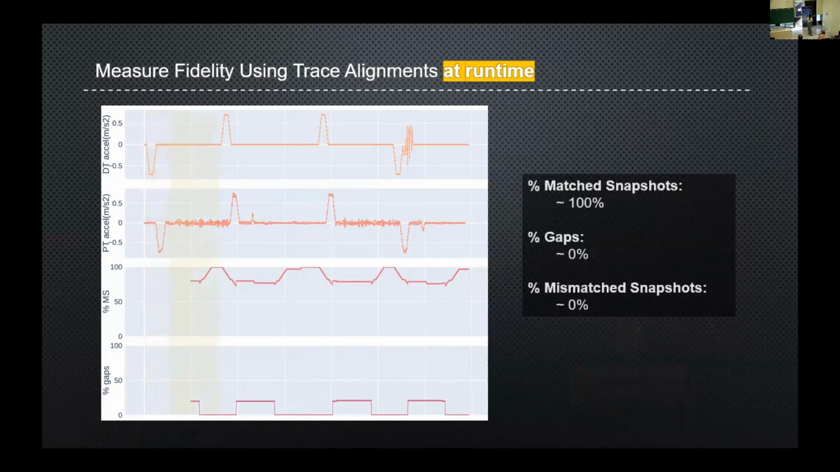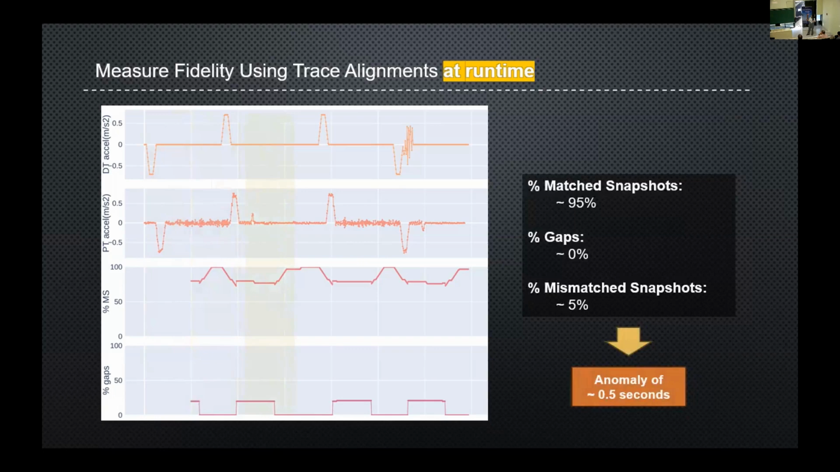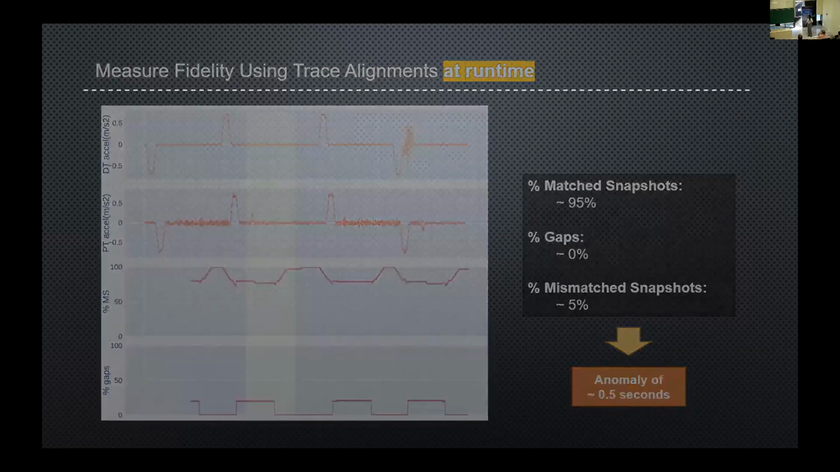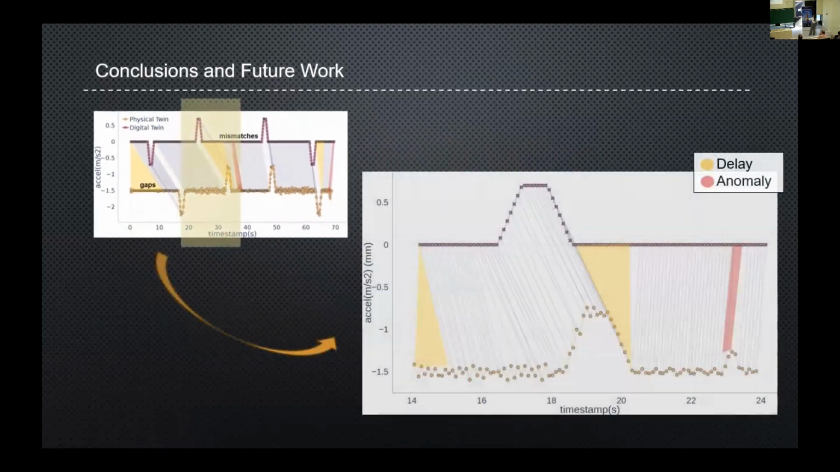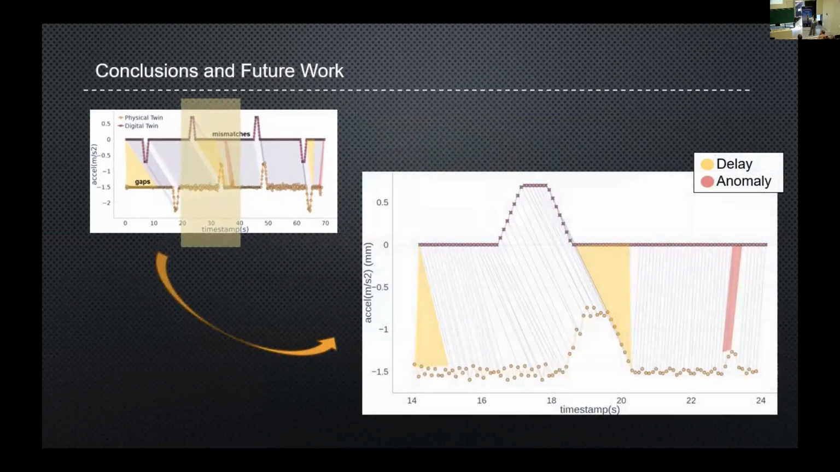And if we keep moving the window forward, this is a part in which the acceleration is constant for both the physical and the digital twins. We have 100% of matched snapshots. But if we keep moving forward to the anomaly, we can see that the percentage of mismatches is 5%, meaning that we have an anomaly of 0.5 seconds. That would be all. So to sum up, we have an alignment algorithm to analyze the scenarios. We apply sliding windows, and we are able to detect both delays and anomalies in real time, and also diagnose them.